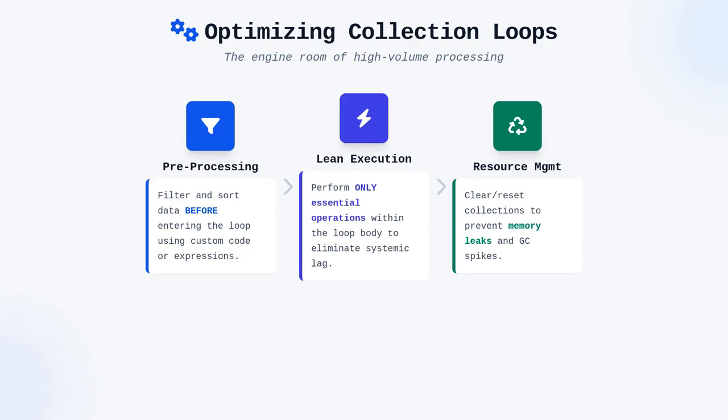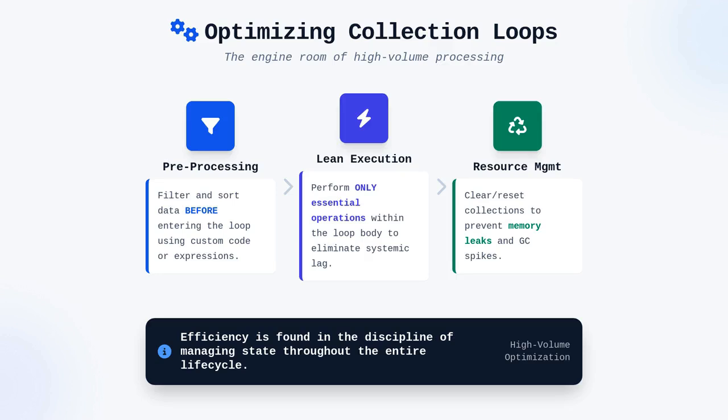Also, be mindful of the memory footprint of your collections, as failing to clear or reset collections can lead to gradual memory leaks during long-running sessions. By keeping your data structures lean and recycling their memory appropriately, you prevent the runtime resource from experiencing garbage collection spikes. Efficiency is found in the discipline of managing state throughout the entire lifecycle of the process.